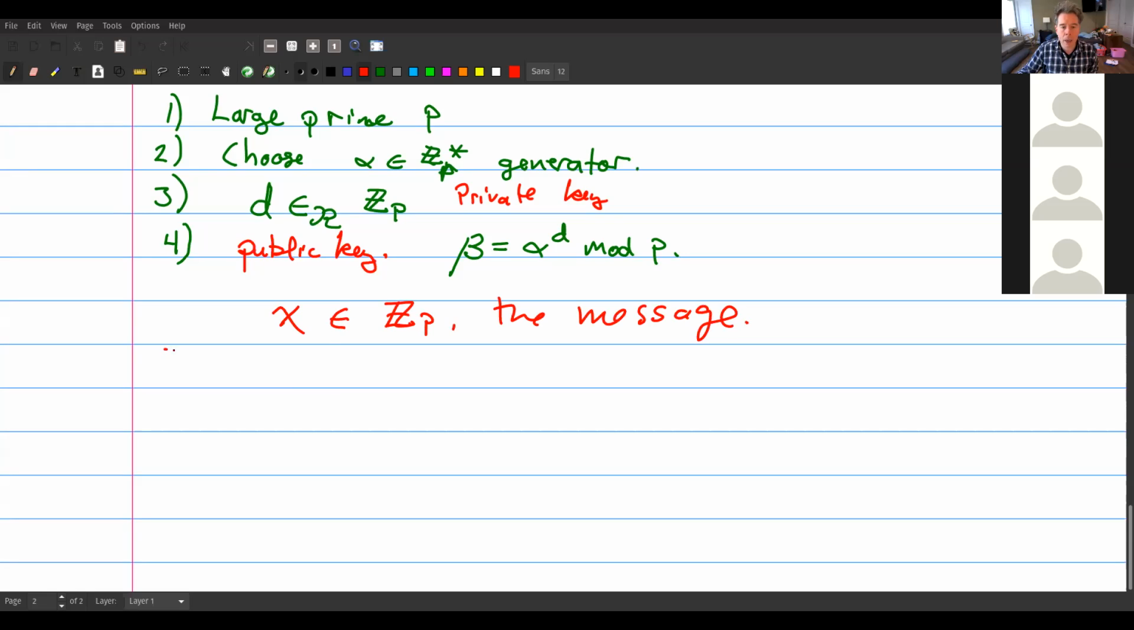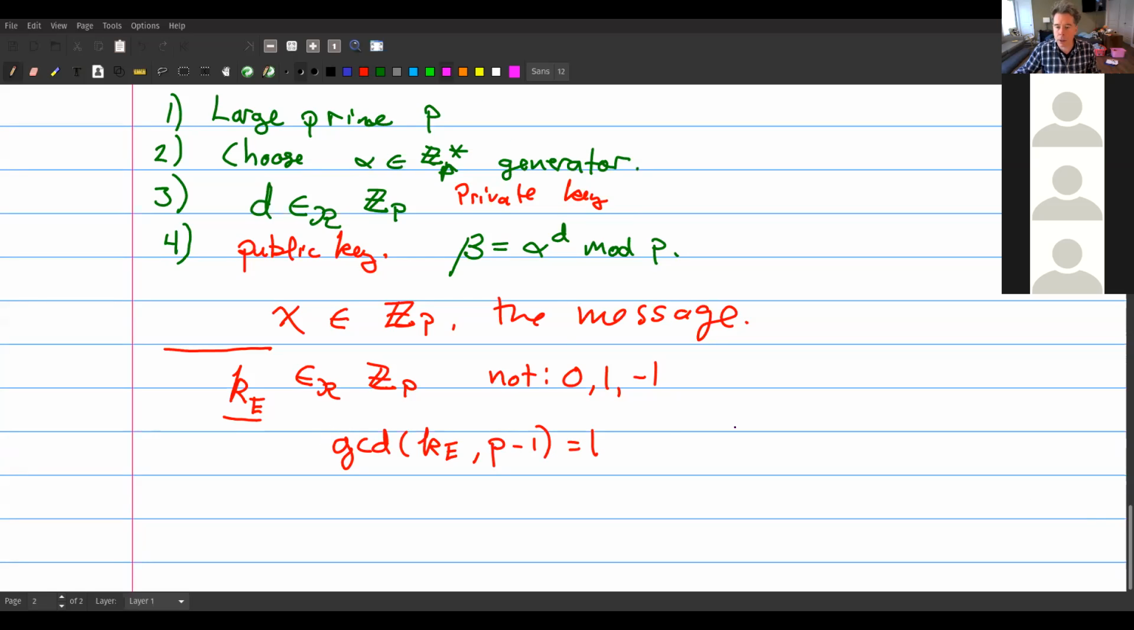Okay, so in order to make a signature, you need an ephemeral key. This one you just make up. So KE is selected uniformly at random in ZP. And of course, it should not be 0, 1, or minus 1. But if P is big, then the chances that it's one of those things is like 0. This has to have one special property: it needs to be invertible modulo P minus 1. So we require that the GCD of the ephemeral key and P minus 1 is 1. That's just so that the inverse exists. So KE inverse mod P minus 1 exists. All right. Let me add a new page.